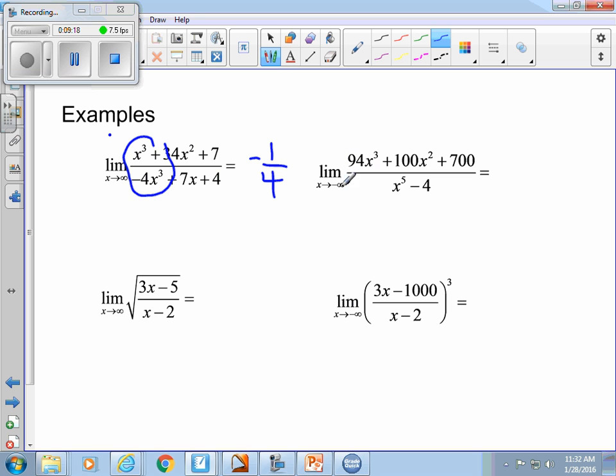Okay. This one, as x approaches negative infinity, y approaches 0, but it's negative. We're dividing by a big negative number. Who cares? We're still going to 0, right?